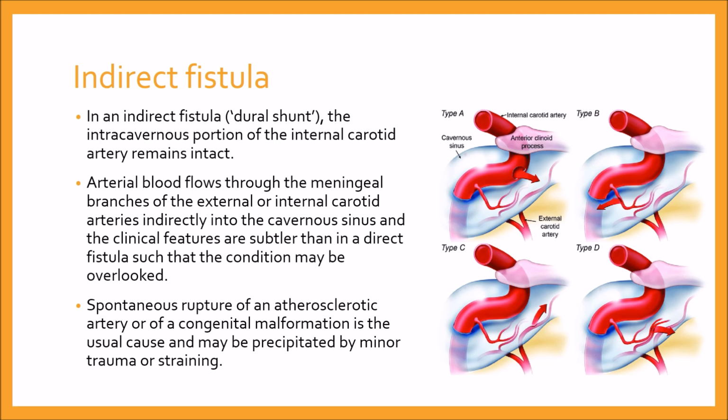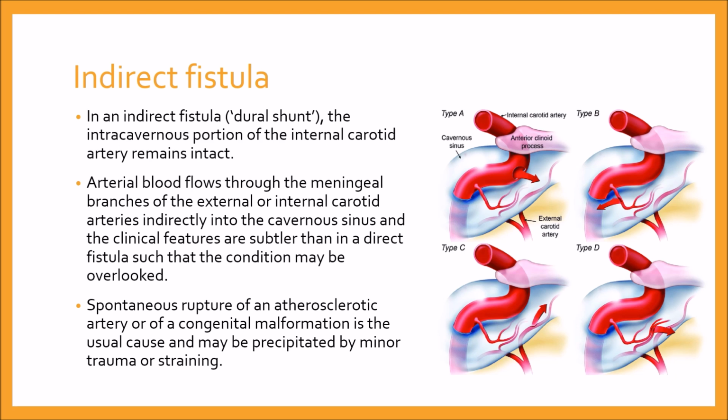So these are the anatomical basis. These are dural shunts. The intracavernous portion of the internal carotid artery remains intact. Arterial blood flows through the meningeal branches of the external or internal carotid arteries indirectly into the cavernous sinus. And the clinical features are subtler than in a direct fistula, such that the condition may be overlooked.